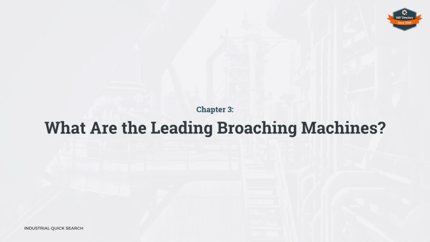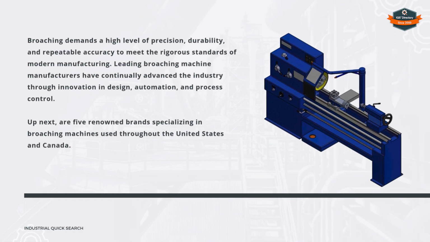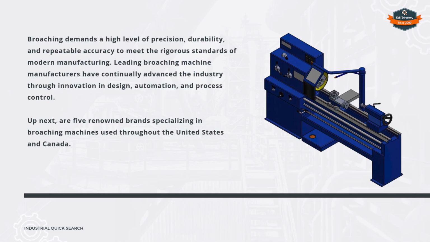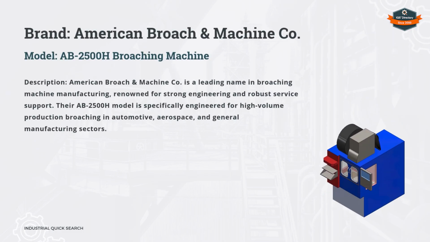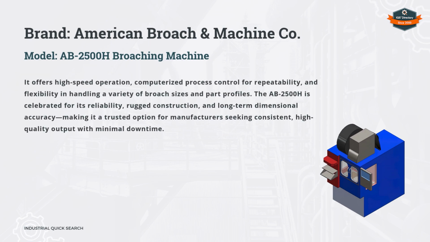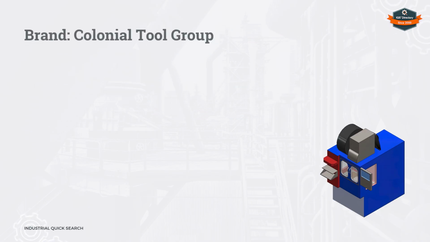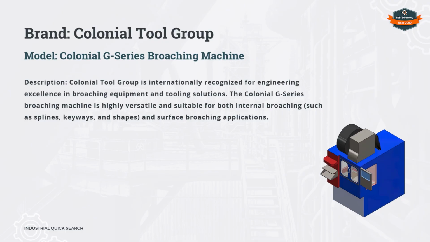Chapter 3. What are the leading broaching machines? Brand, American Broach and Machine Company. Model, AB 2500H broaching machine. Brand, Colonial Tool Group. Model, Colonial G-Series broaching machine.